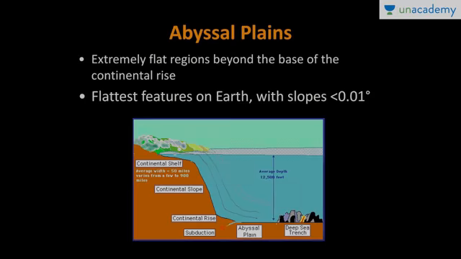Okay, the next one is the abyssal plain. You can see here, continental shelf, slope, continental rise, and from here the abyssal plain starts. Just after the continental rise, the abyssal plain starts, and it is an extremely flat region beyond the base of the continental rise, one of the flattest features on earth with a slope of less than 0.01 degree.